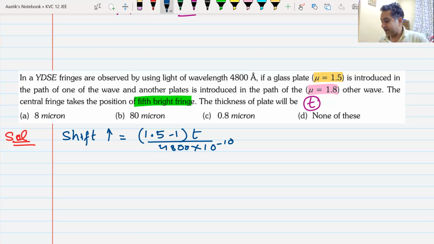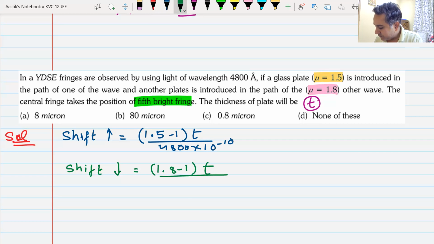Well done. Then I can find out the shift downwards, my dear friends. (1.8 minus 1) into T divided by the same wavelength, 4800 into 10 to the power minus 10. See, try to avoid writing this every time. I have wasted a lot of time writing this. I should have just written it as lambda, so I would have saved a lot of time. Do we understand this? Don't write this; only write the values in the final case.